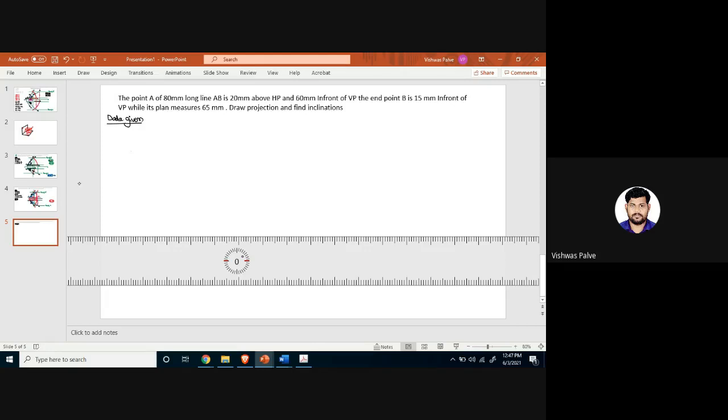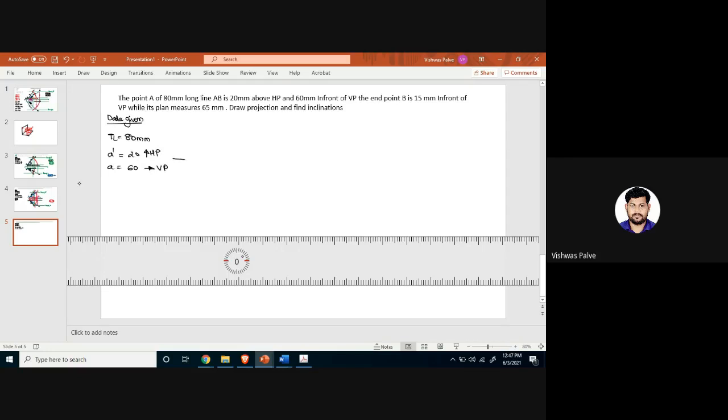So 80 mm long. What is the true length of that line? 80 mm. Am I audible? Yes, 80 mm. The condition: point A is 20 mm above HP, so any point related to HP is 20 mm above HP, and 60 mm in front of VP. Above HP, in front of VP.